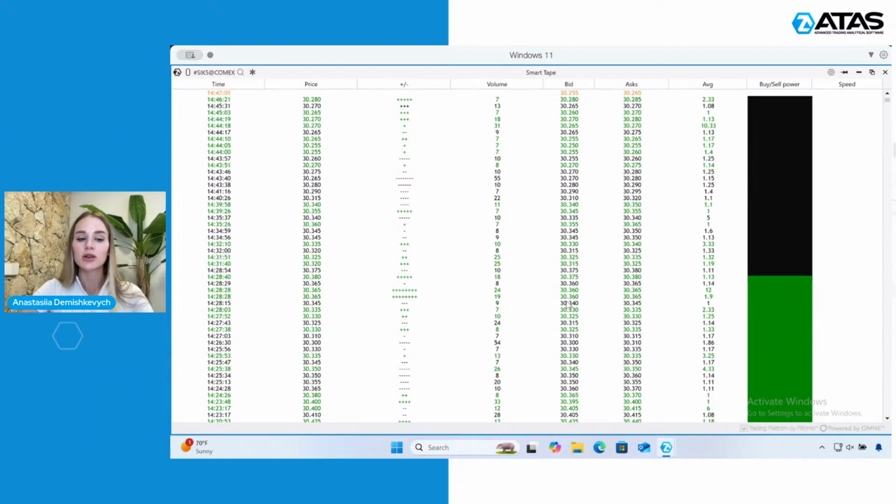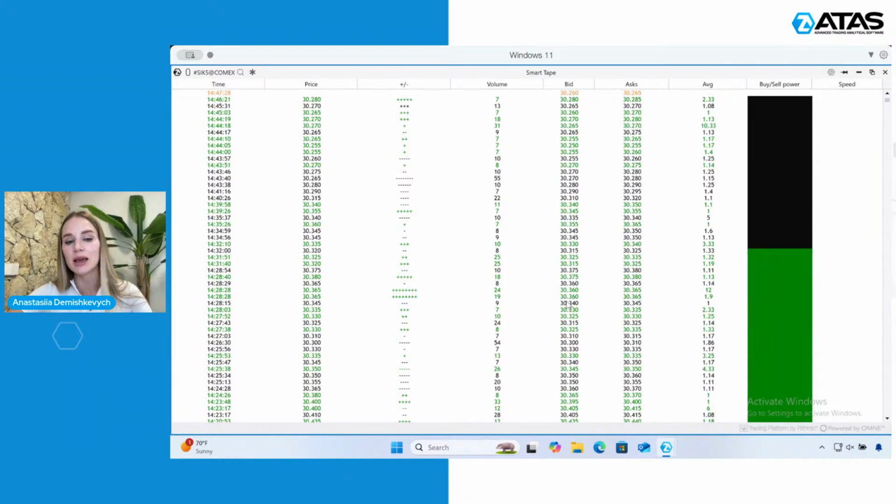trade. Conversely, if you see heavy selling, so for example, you see lots of volume executed in big orders on the bid side, and the buy-sell power is pressing on the sell side, so the black is coming more visibly, and the speed is also increasing, that essentially shows you the short momentum, the selling momentum, and you want to look for the sell opportunities.